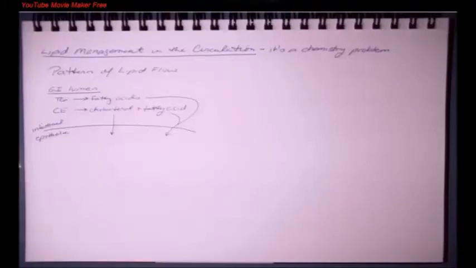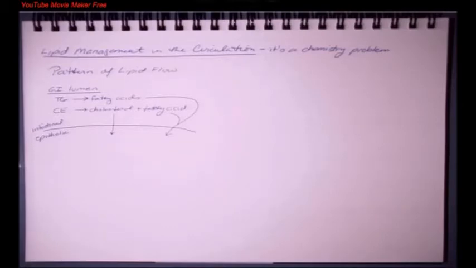Lipid management. The thing about lipids is that whenever you think about lipids, it is always 100% a chemistry problem, because lipids and our bodies do not mix. We have to keep them compartmentalized in order to transport them. And so that's the purpose of lipoproteins. We need to compartmentalize that lipophilic portion of lipids, the fats, and we need to be able to transport them in the circulation, which is mostly water.